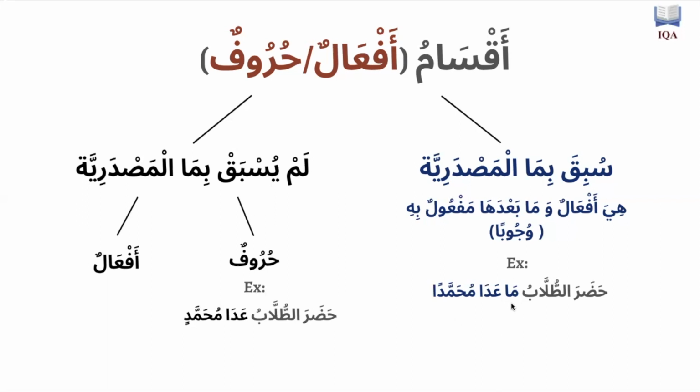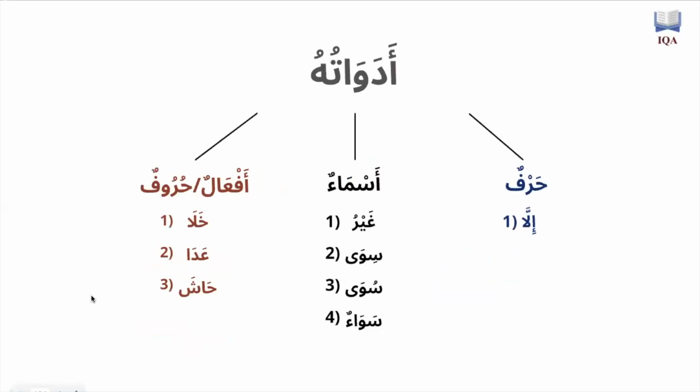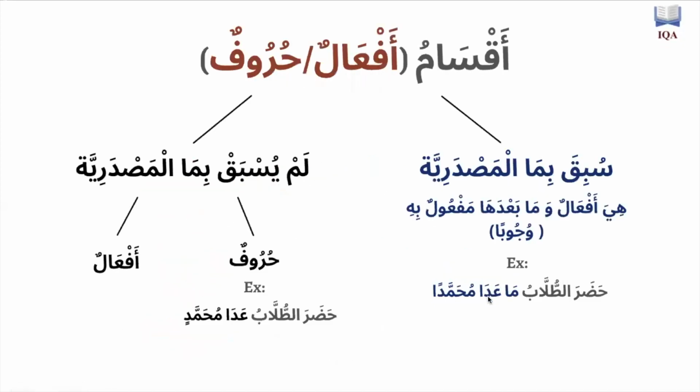So to make it very simple, if you see khala or ada or hasha preceded by a ma, then it's a verb. Ada is a verb, or khala is a verb, or hasha is a verb, and it's going to make the mustathna, the noun coming after it, mansub wujuban, maf'ulun bih. If ada or khala or hasha is not preceded by a ma, it's up to you. You can make it a verb.